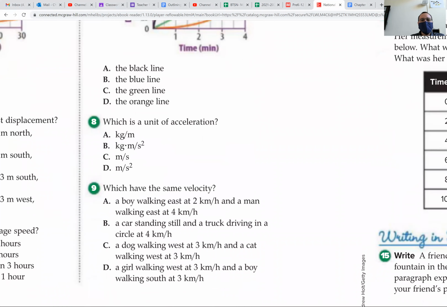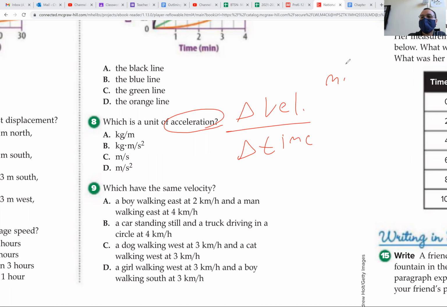Unit of acceleration. So remember, acceleration is change in velocity over change in time, right? So you're gonna have something like miles per hour per second or something like that, right? Like miles per hour per second. That's a good acceleration for when you're in your car.